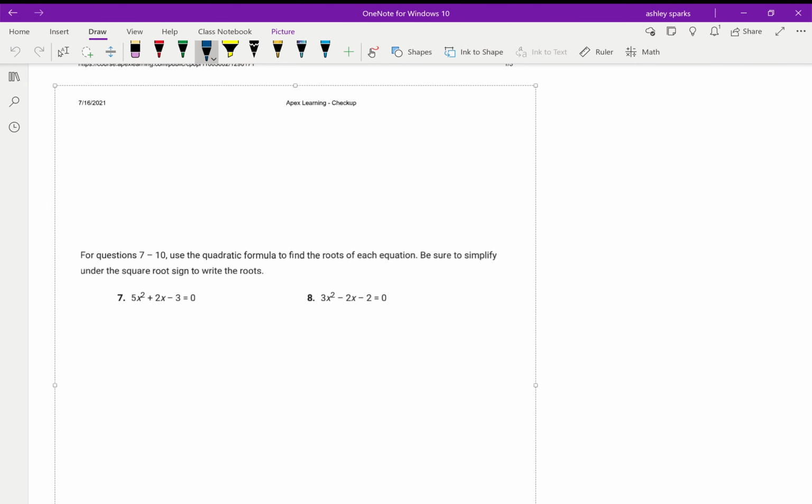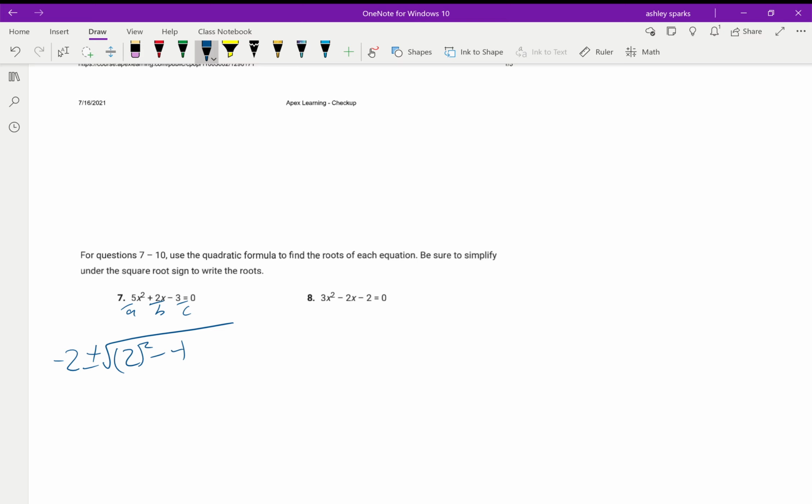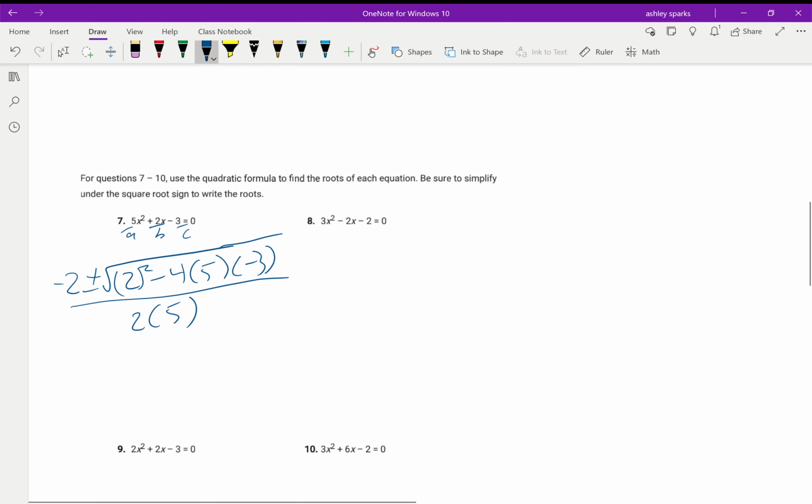So for this one, we want to calculate again. We got A, we got B, and we got C. So negative 2 plus or minus the square root of 2 squared minus 4 times A, which is 5, times negative 3. Be careful with those negatives. Make sure they're included where they are appropriate. Okay, and we can go from there.